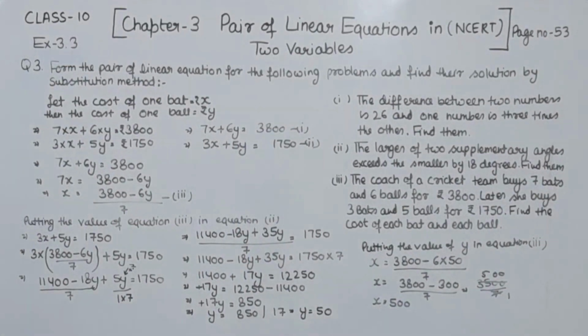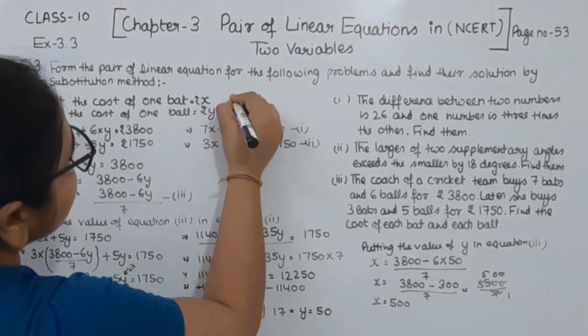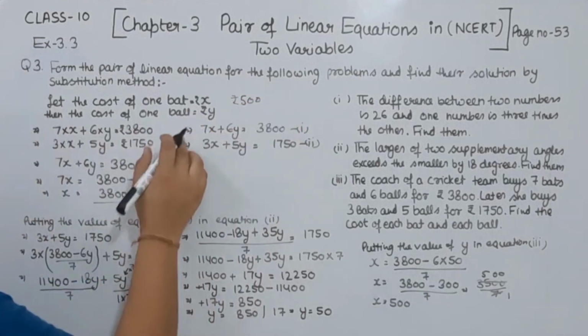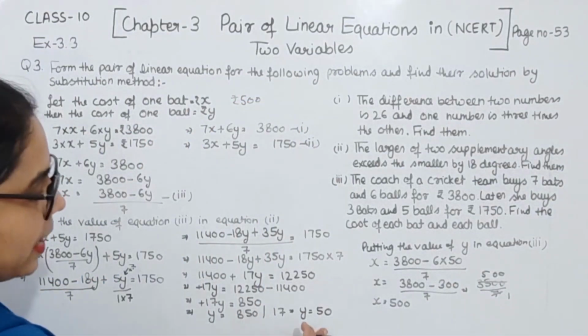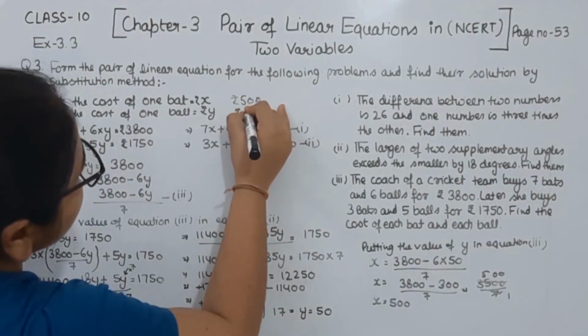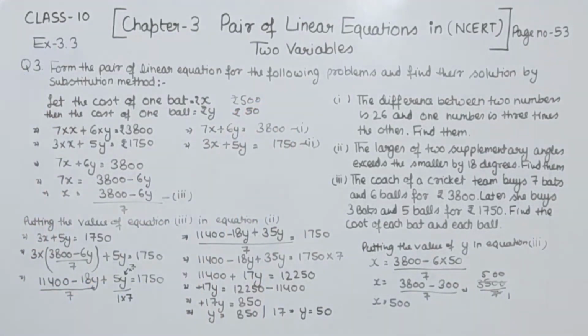So we have the values of x and y here. The cost of a bat is x, which is rupees 500, and the cost of one ball is y, which is equal to rupees 50. So this is part 3.